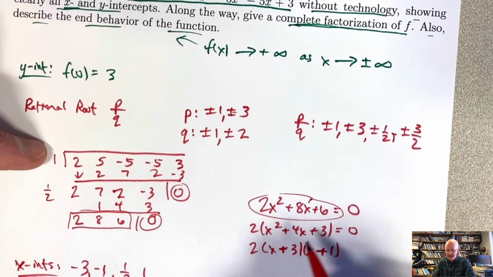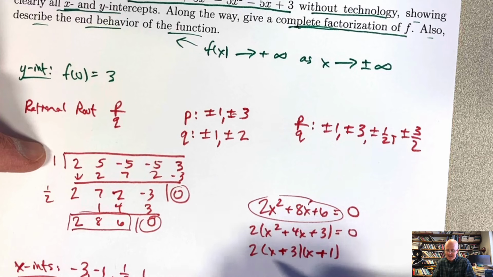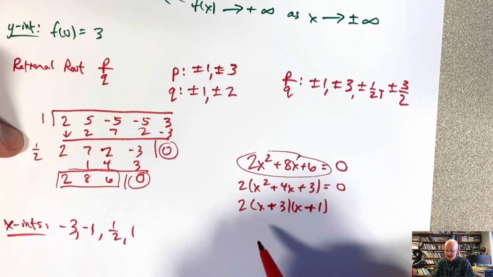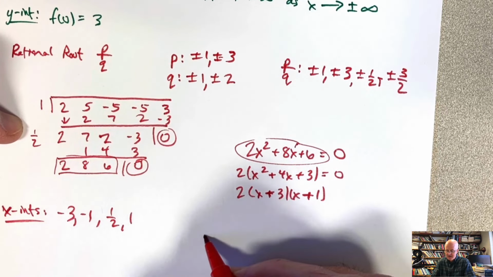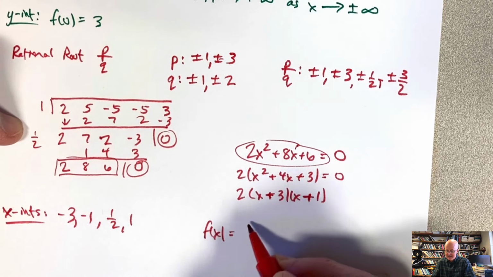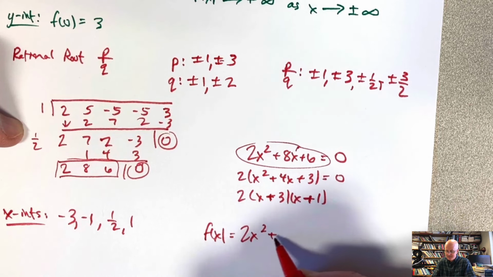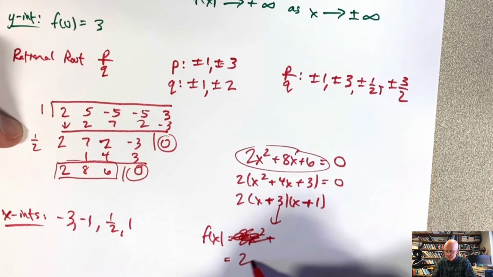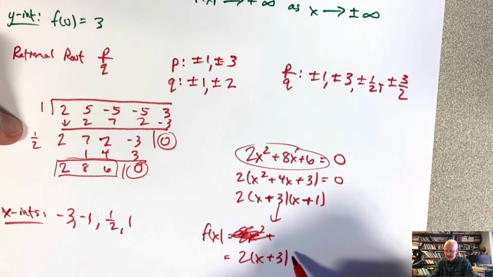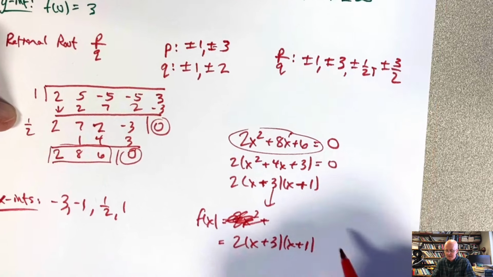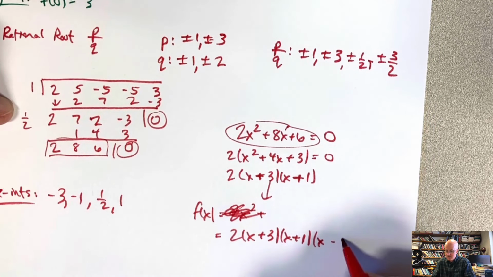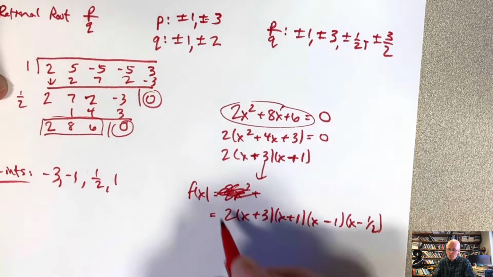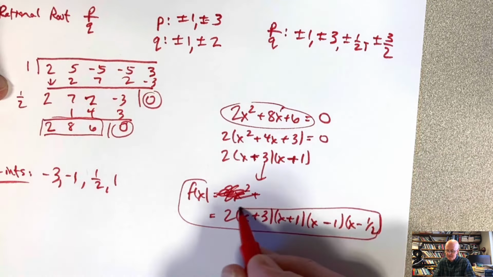I'll also have an x minus 1 and an x minus 1/2. I can factor f of x ultimately as 2 times x plus 3 times x plus 1 times x minus 1 times x minus 1/2. That's one way to completely factor f.